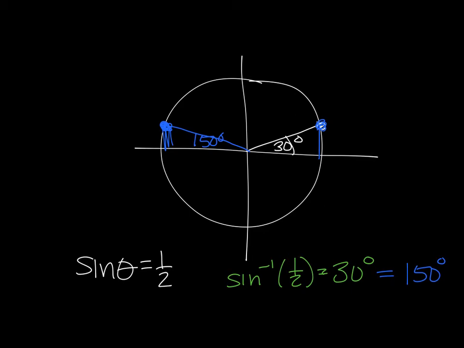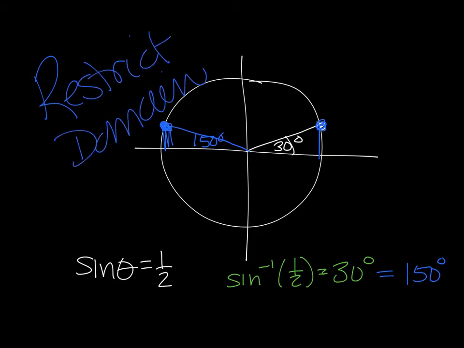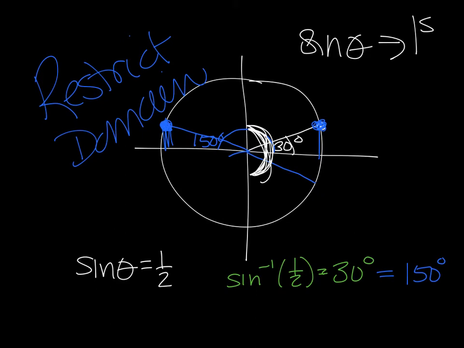And so what we do is we restrict the domain. Now for sine, if we were to do first quadrant and second quadrant, then we would get our two answers, and that's not good. Plus, we would never get any of our negative answers, like negative 30. So we're going to restrict it to the first and the fourth quadrant. So sine is in the first and fourth quadrant. This is the picture I like to use right here.